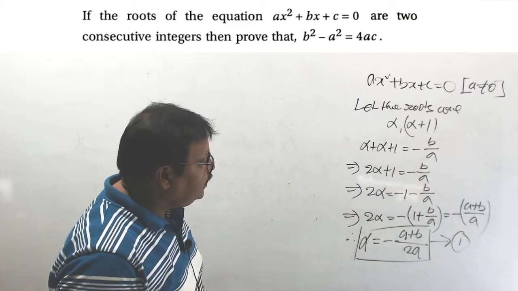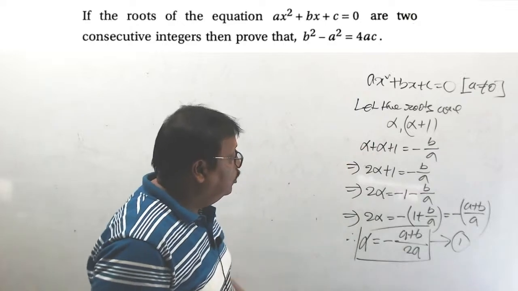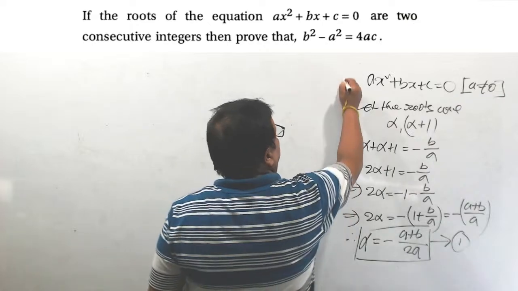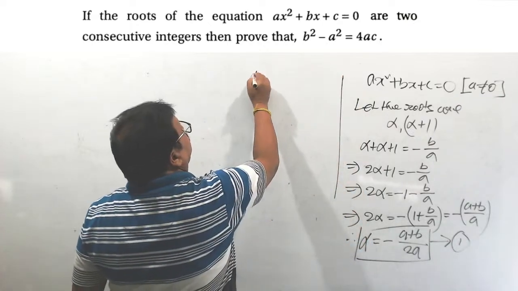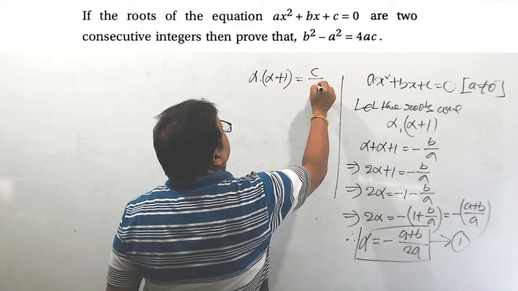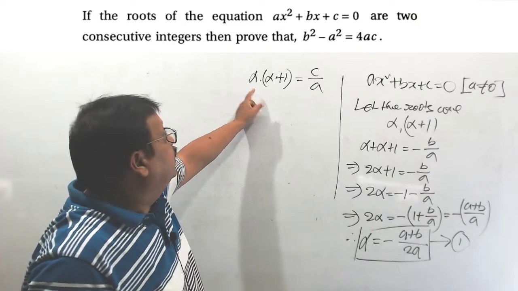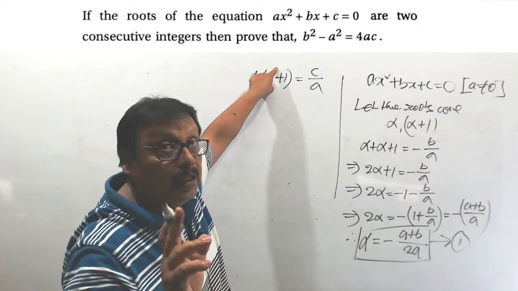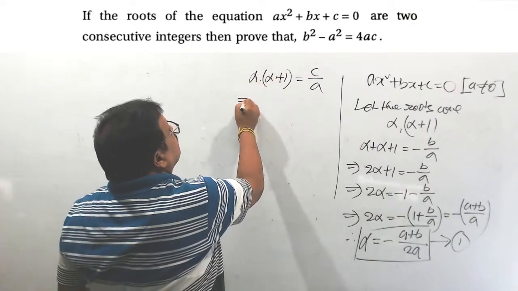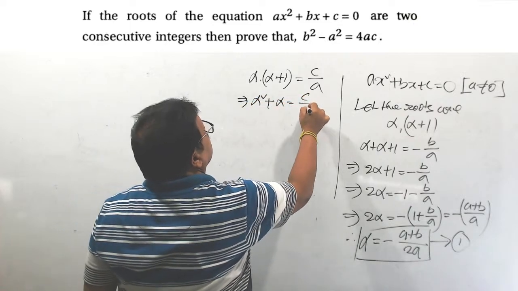Now, this is the sum of the roots. What is the product of the roots? The product of the roots is alpha into alpha plus 1, which is equal to c by a. This is one root, alpha plus 1 the other root. This is the product of the roots, c by a. This is a formula. This implies alpha square plus alpha is equal to c by a. Understood?